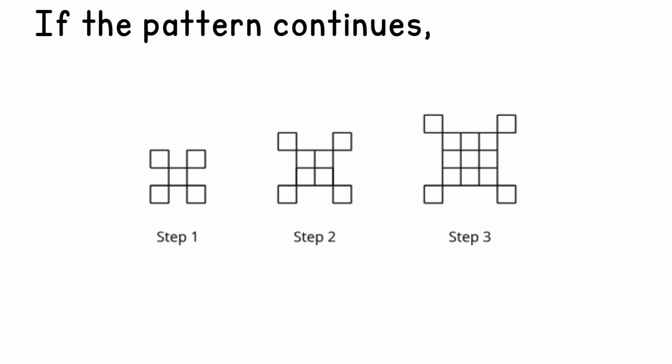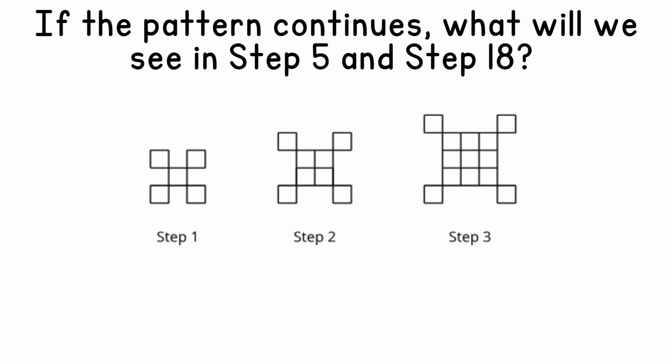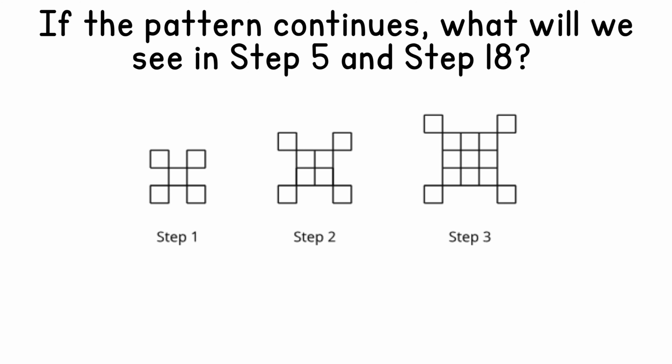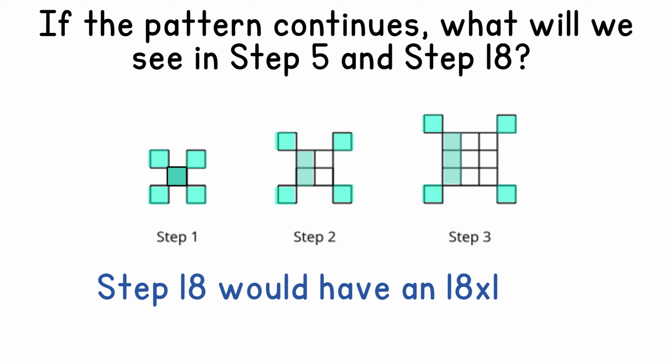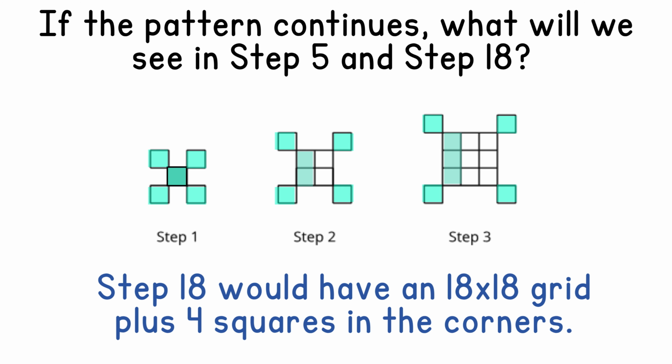This example says, if the pattern continues, what will we see in step 5 and step 18? Let's start by analyzing what each step looks like. We can see that in step 1, it just has one box in the middle. In step 2, it has a 2 by 2 square in the middle. And in step 3, it has a 3 by 3 square grid in the middle. And then each step also has 4 square boxes in the corners. So this tells us step 5 would have a 5 by 5 grid in the middle plus 4 squares in the corners. And step 18 would have an 18 by 18 grid in the middle plus 4 squares in the corners.